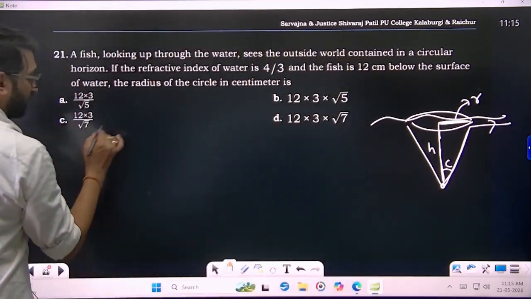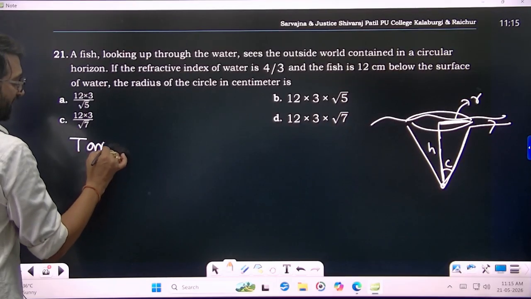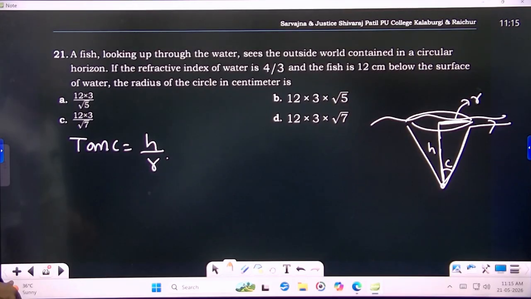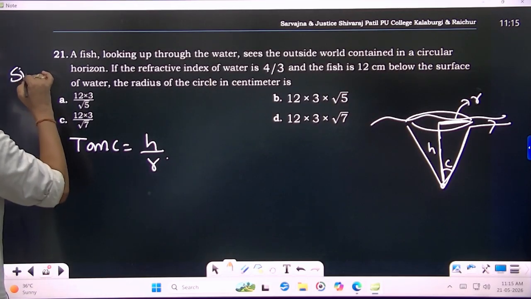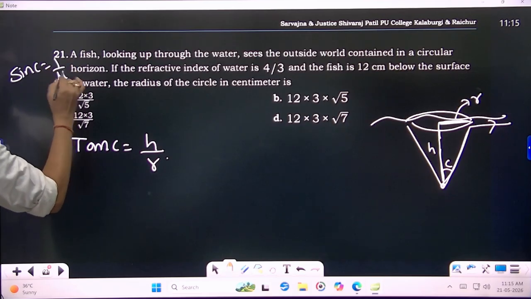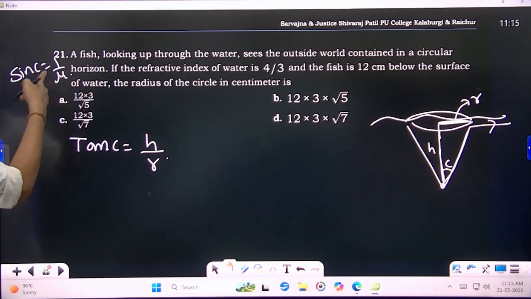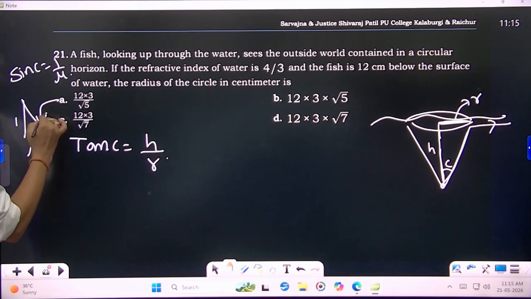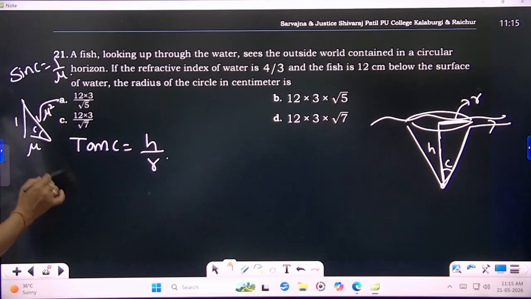So we can write tan c is h by r. There is a direct formula also for this. And we know that sin c is equal to 1 by mu for critical angle. So c, this is 1, this is mu, this is under root mu, sorry, just a minute.